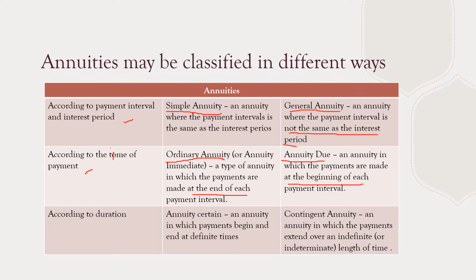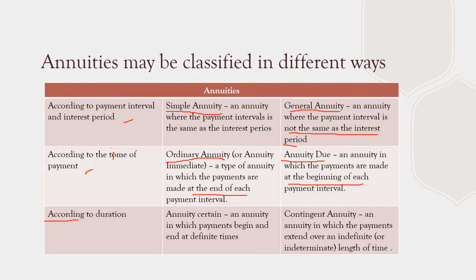Meron at the end, which is ordinary annuity, and we have annuity due, which is made at the beginning of each payment interval. Ang pinaka-common na gawin ay ang ordinary annuity. Yung at the end of each payment interval. So, pag nakuha mo ngayon, yung sunod nun, dun ka palang magbibigay ng sunod na payment.